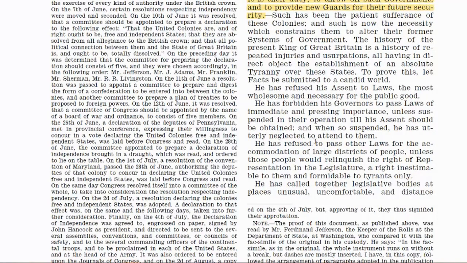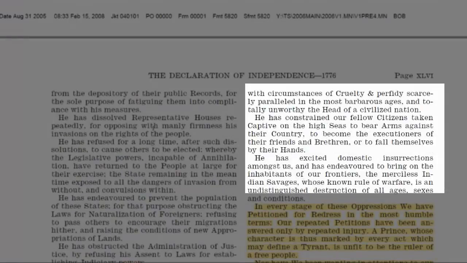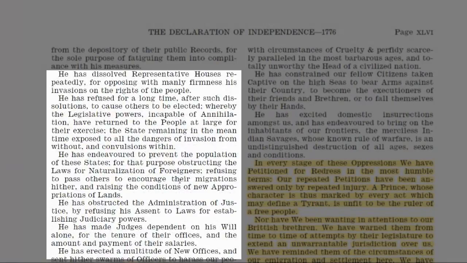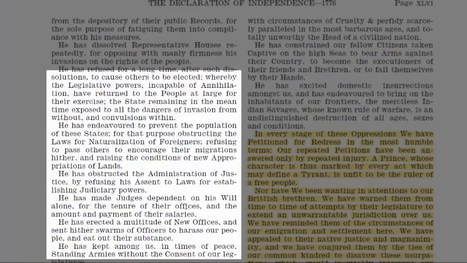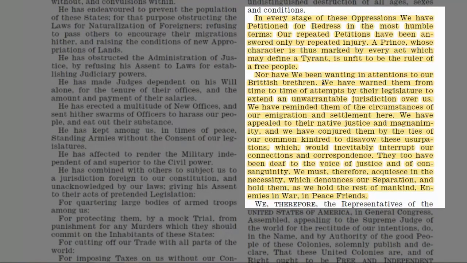But think about, this is what he has done. Look at this language. The King of Great Britain refused, forbidden, refused. Look at the language here: he's dissolved, he's refused, he's endeavored to prevent, he's obstructed, he has made judges dependent on his will, he's erected a multitude of new offices, affected to render the military independent. These are the things that he has done. Here's the language you can also look at. In every stage, we have petitioned for redress in the most humble terms. Our repeated petitions have been answered only by repeated injury.